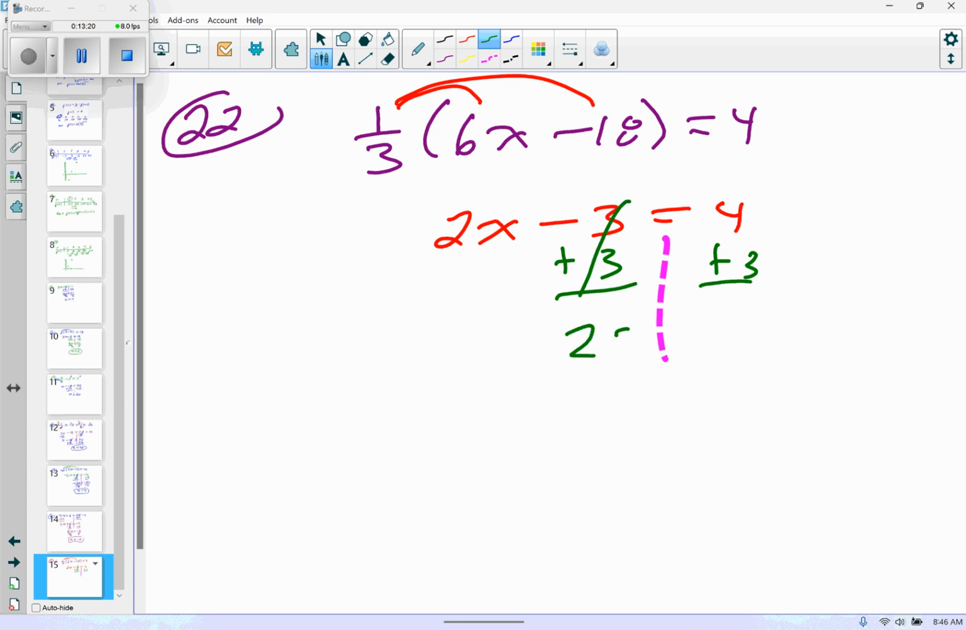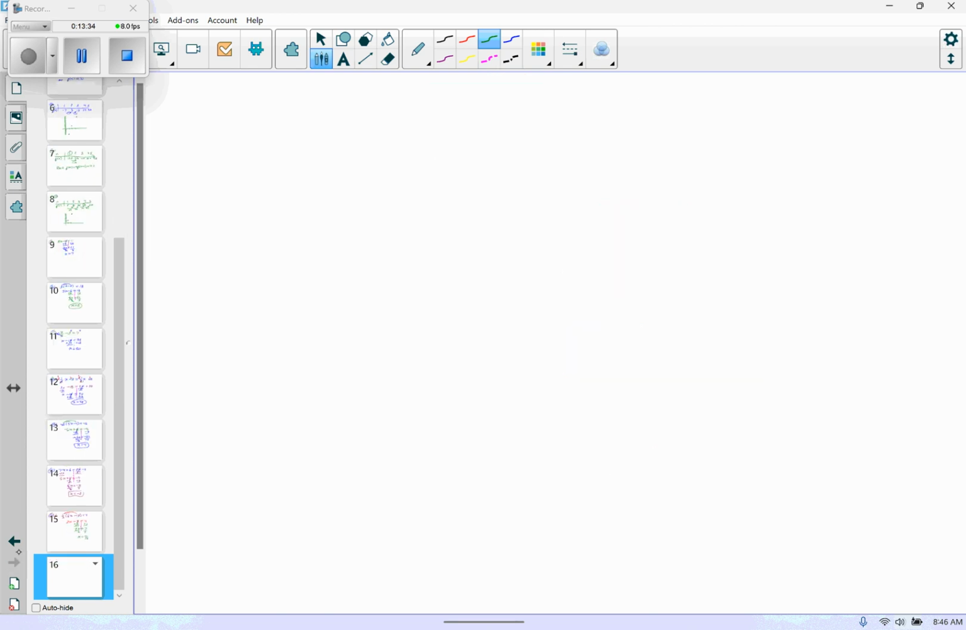Those cancel. So 2x is equal to 7. Divide both sides by 2. So x equals 7 over 2. Leave it just like that as an improper fraction. If you put 3.5, you'd be okay. Number 23.